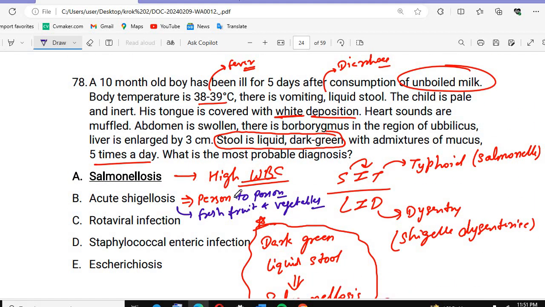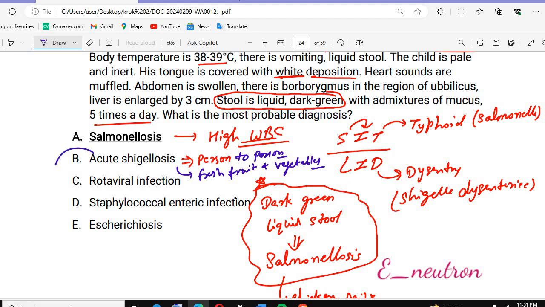Here you are seeing liquid stools. Along with that, in acute shigellosis we will see bloody diarrhea. These are some key features of salmonellosis and shigellosis. One more thing you can remember about Salmonella is that it is motile, but Shigella is non-motile.